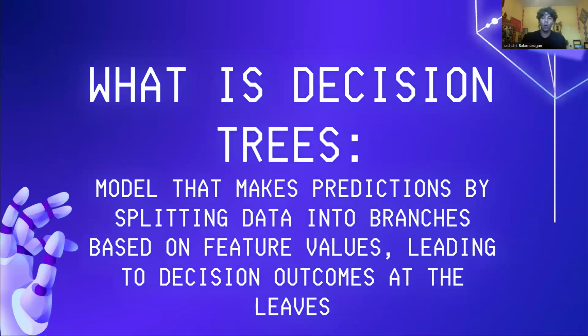All right, so what are decision trees? Decision trees are models that make predictions by splitting data into branches based on feature values, leading to decision outcomes at the leaves. Right now what I said doesn't make any sense because I just sprouted out the definition, but let's understand what that means, okay?